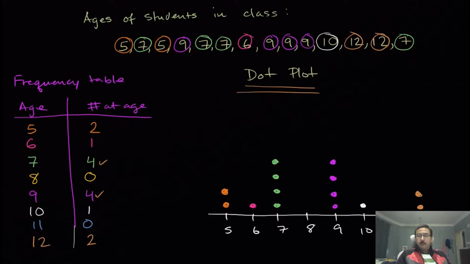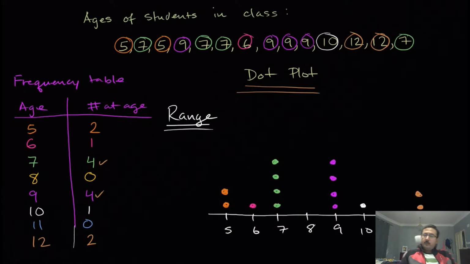But there's other questions we can ask ourselves. We can ask, what is the range of ages in the classroom? And this is once again where maybe the dot plot jumps out at you the most, because the range is just the maximum data point minus the minimum data point. So what's the maximum age here?